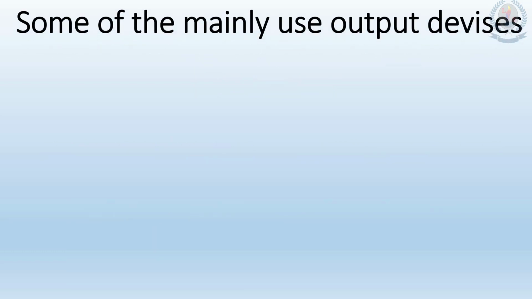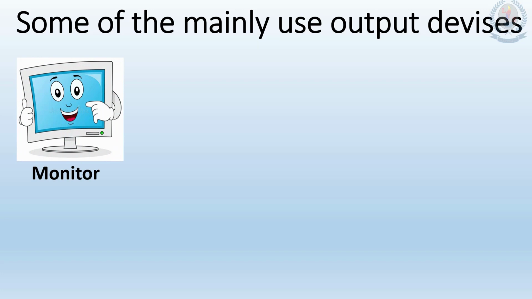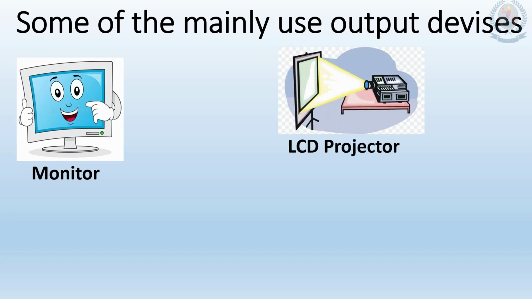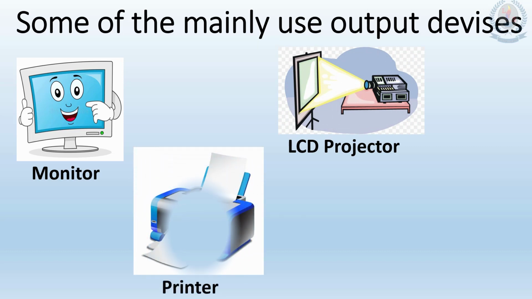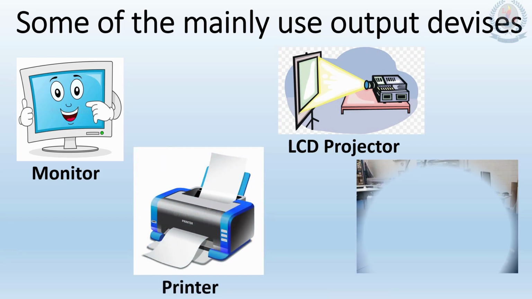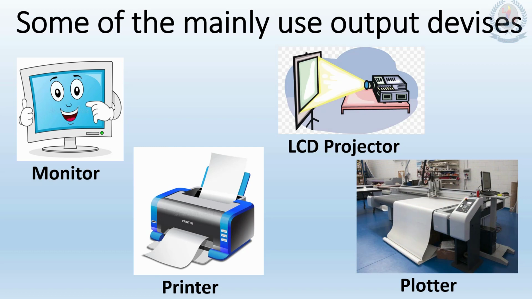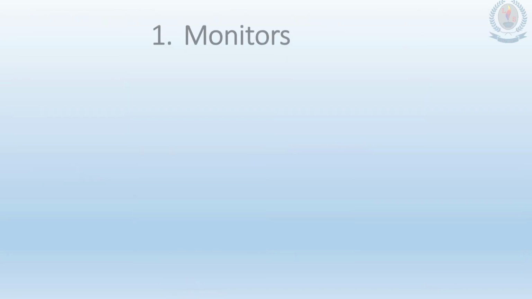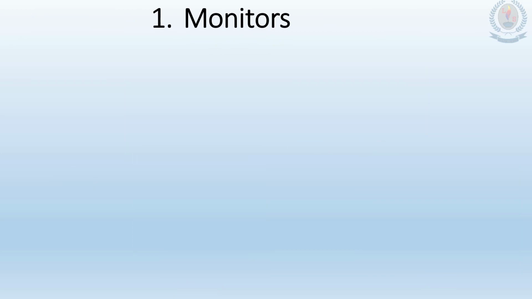And there are a lot of output devices. Some of them are monitors, the mainly used output device, LCD projectors, printers, and plotters. So we'll discuss these today. And the first one is the monitor.